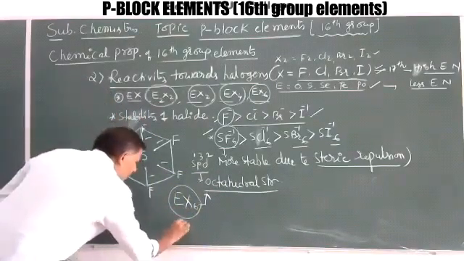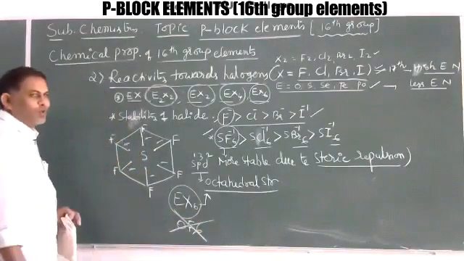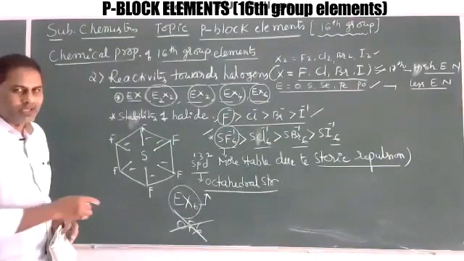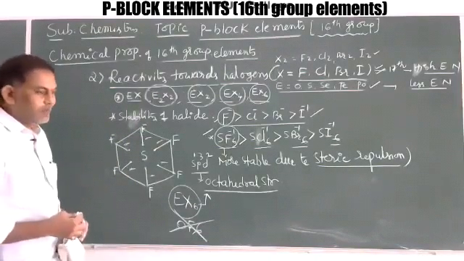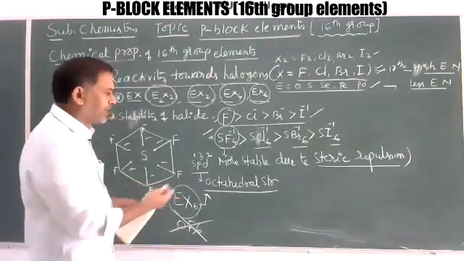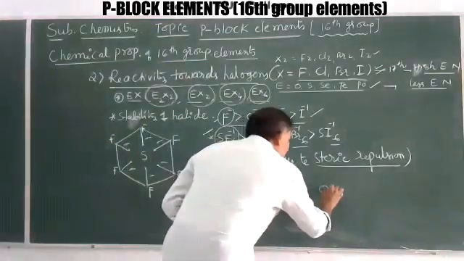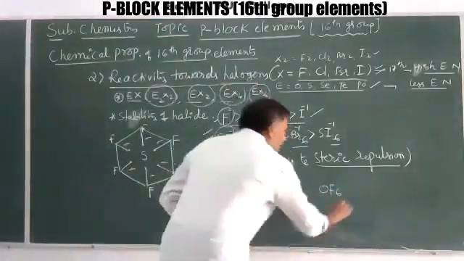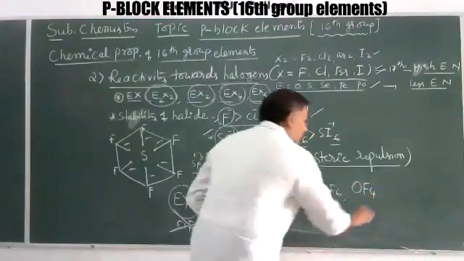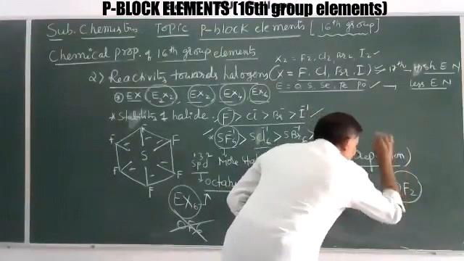Generally here OF6 does not exist. Why does oxygen not form OF6? What is the reason behind that? We are concentrating only on sulfur and selenium, not on oxygen. The reason behind that is OF6 is not possible. OF4 is also not possible. Only OF2 is possible.